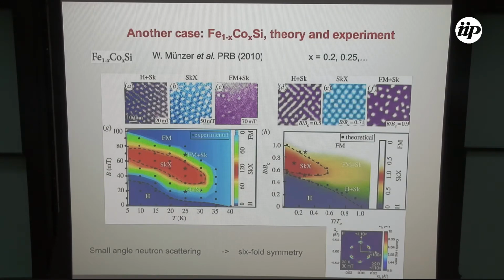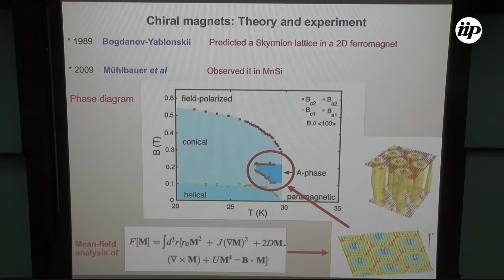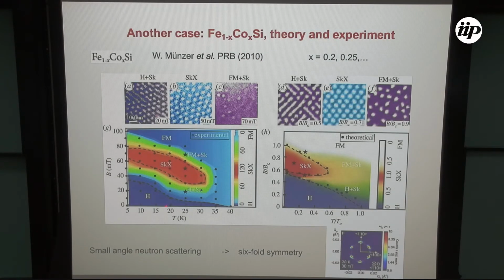Another case which is more two-dimensional is this iron-based compound. And Münzer et al., just one year after, observed a similar phase. In that case, when you have a two-dimensional system, this is quite generic. Even if you have a situation like this in a 3D compound, when you make it thinner, the temperatures that you need to have this skyrmion lattice go down even to zero, as in this case, for example. So this is an experimental phase diagram, magnetic field and temperature. This is a skyrmion lattice phase.